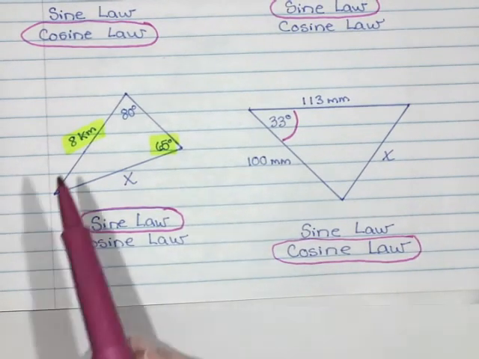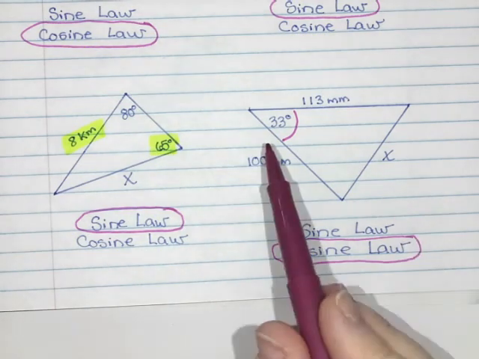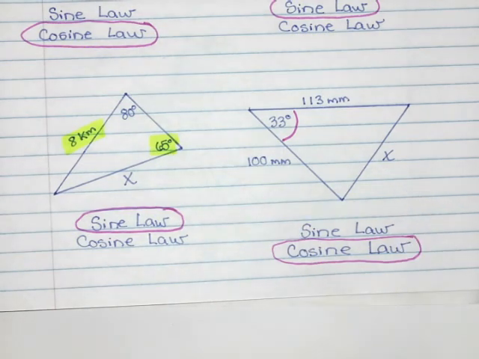So if you know an angle and its opposite side, you can use sine law. And if you don't have that, then I would use cosine law.